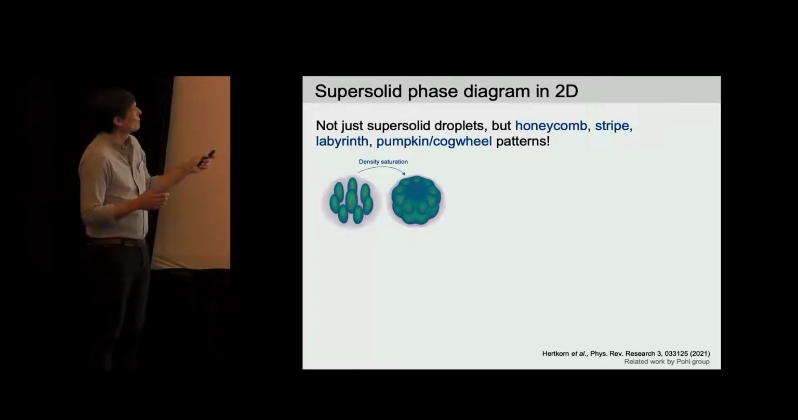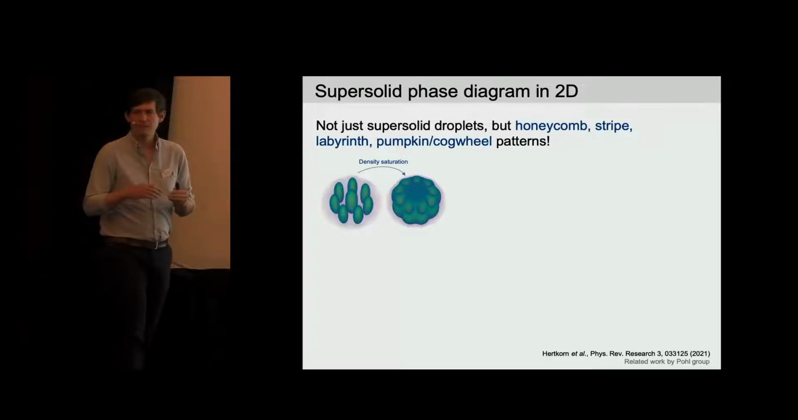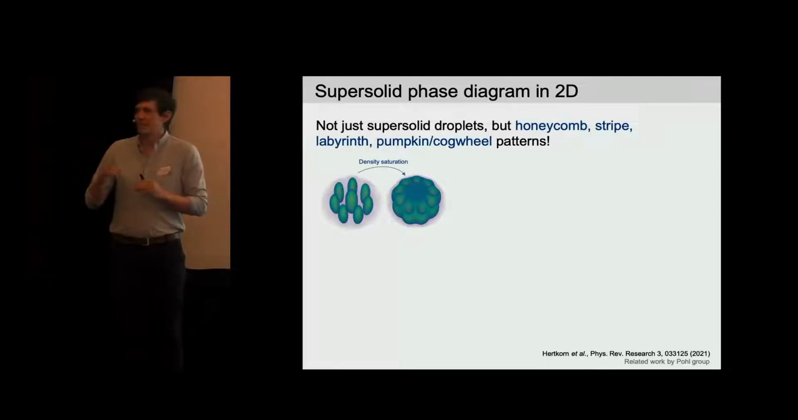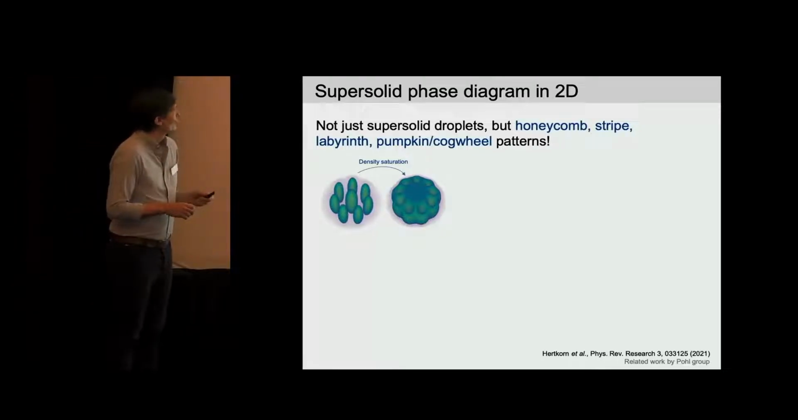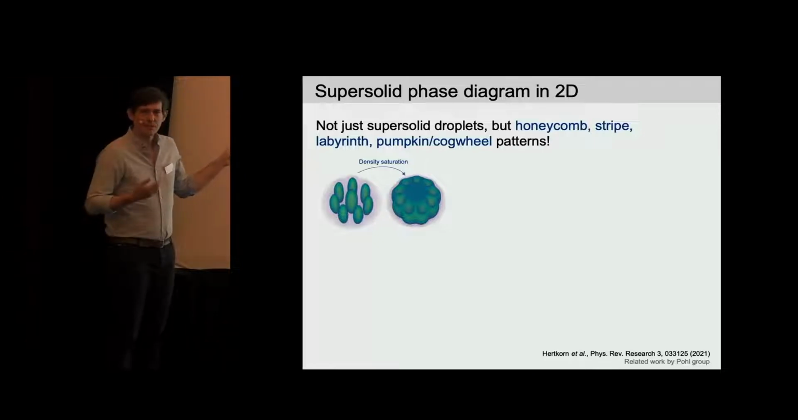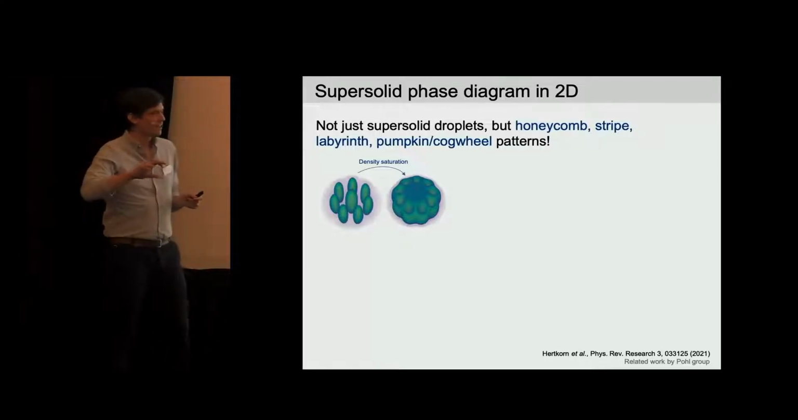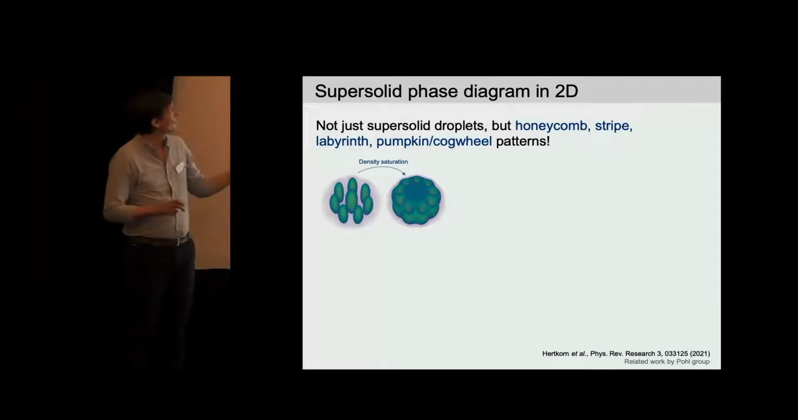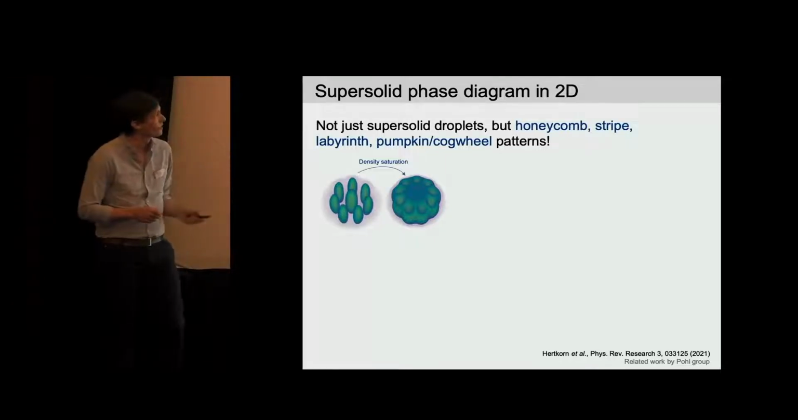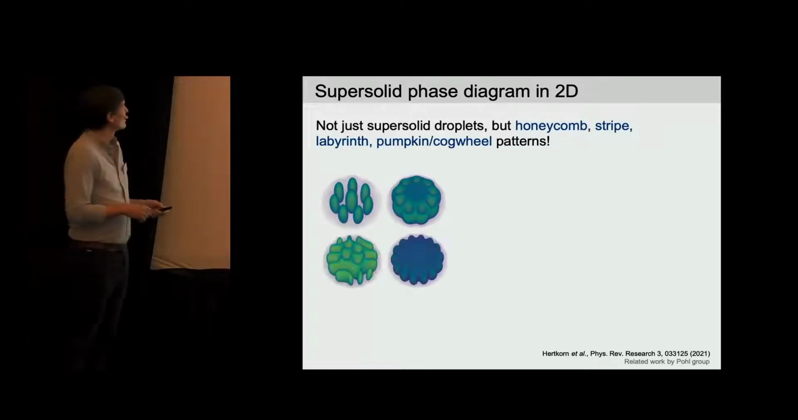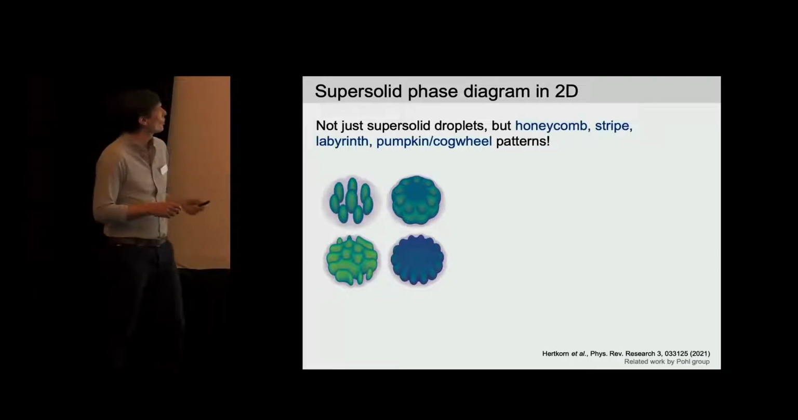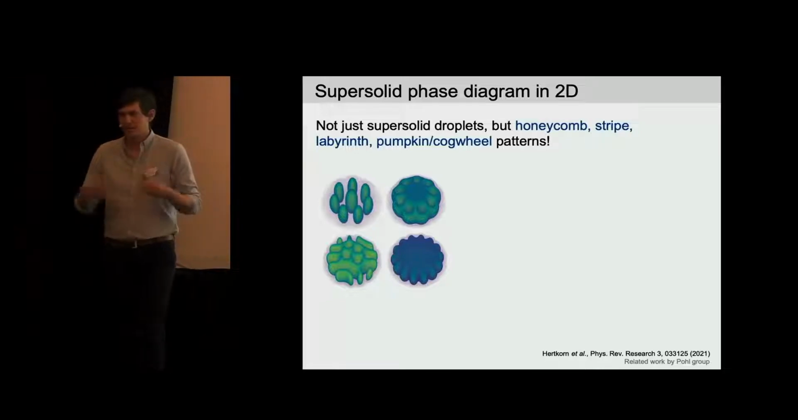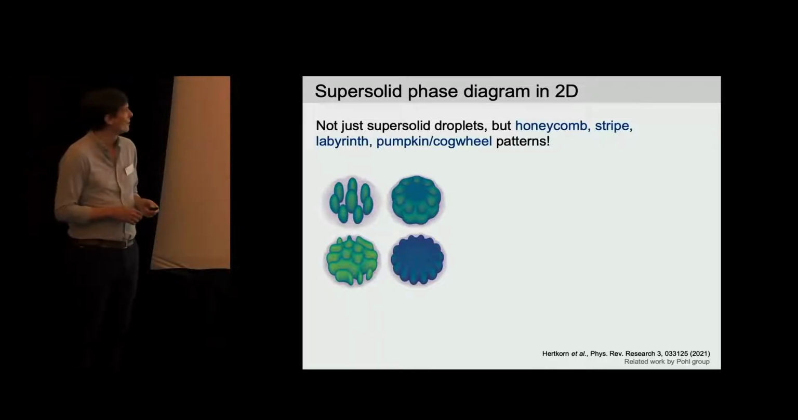It turns out for these dipolar droplets, which contain, of course, hundreds of atoms, there is a maximum density that they can have because of energetic reasons. And so at some point, as you increase the particle number in such a droplet, it becomes energetically favorable to flip the density and fill the holes between the droplets rather than the droplets themselves. This is how you get such a honeycomb pattern. There's not such an intuitive argument for the other patterns that you get, this labyrinth here and these pumpkin or cogwheel patterns, but it's basically also just energy considerations that lead to this.